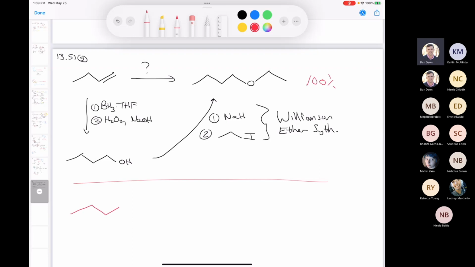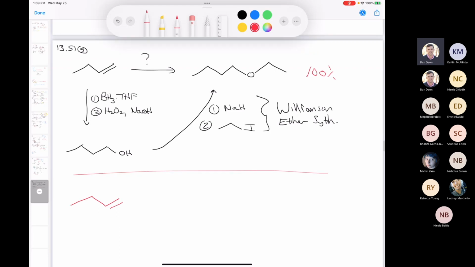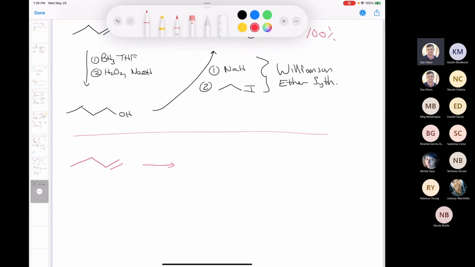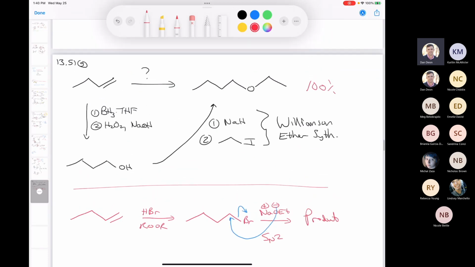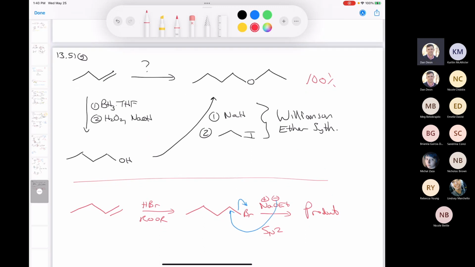Okay, so what if you tried to do just an anti-Markovnikov addition of HBr? Use HBr and peroxides, so that you end up with this. And then what if you just treated that with sodium ethoxide? That's just going to do an SN2 like that, and that would give you the product as well. The only thing is that this is SN2, but you'd also get a little bit of E2 here. So maybe not as good, but hey, it's okay. I'd still give it full points.